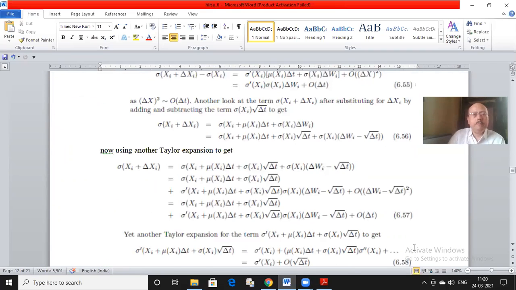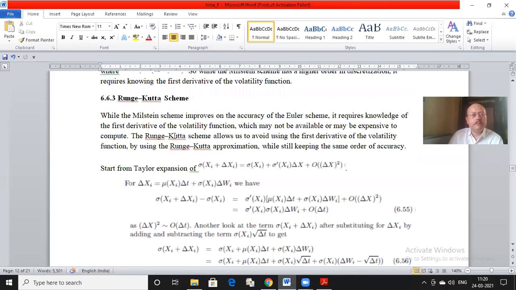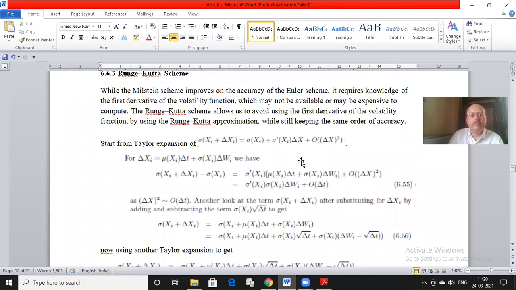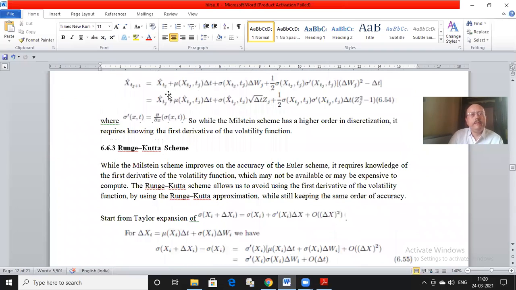Okay, so let me just go back once more and check whether we have got everything in order. We wanted to use the Milstein scheme because of its better approximation, higher order, but we wanted to replace sigma prime because evaluating sigma prime directly may be expensive.